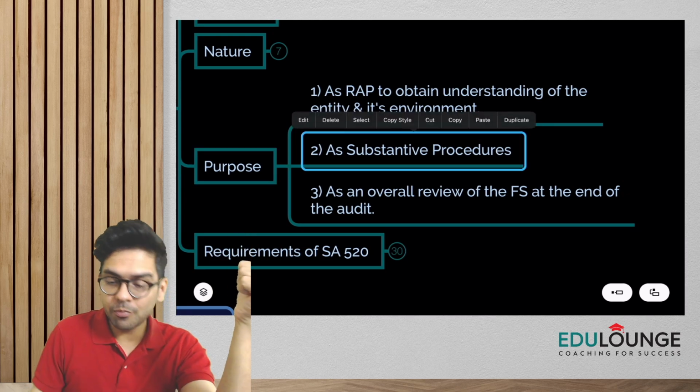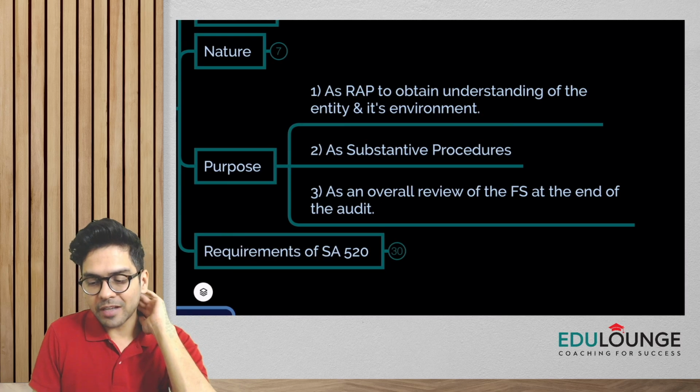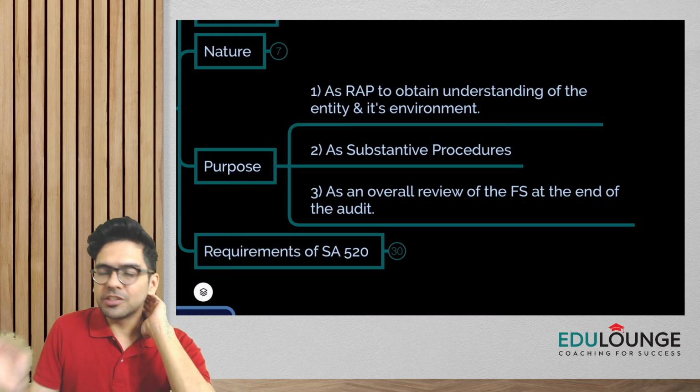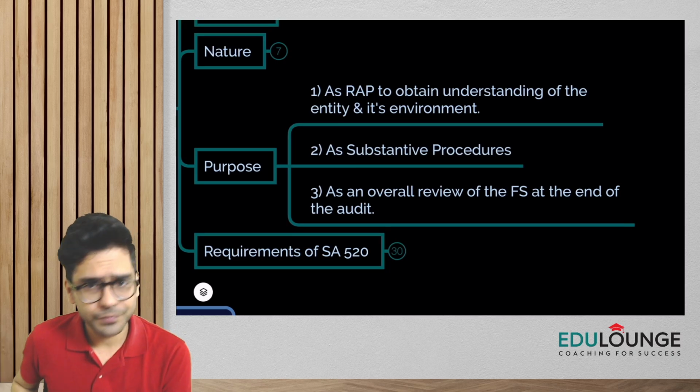Then as substantive procedures you may use. And third is as an overall review of the financial statements at the end of the audit. Just before signing the audit report, you are going to do an overall review of the financial statements.